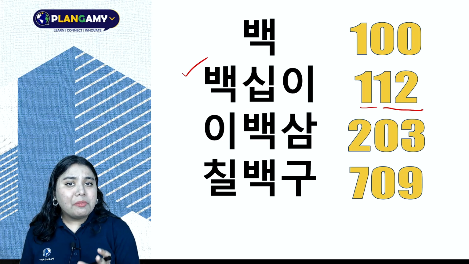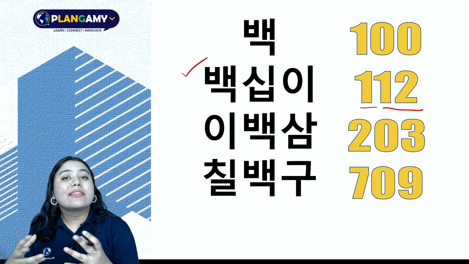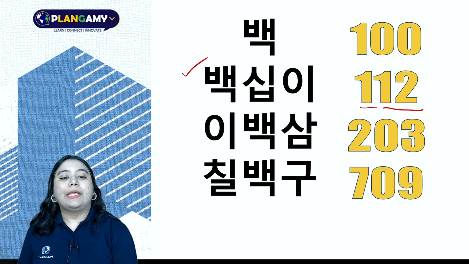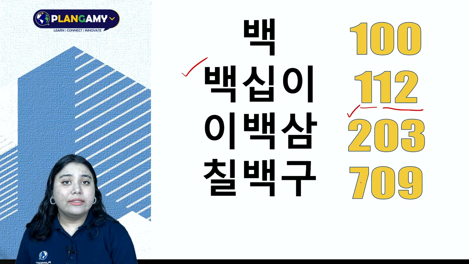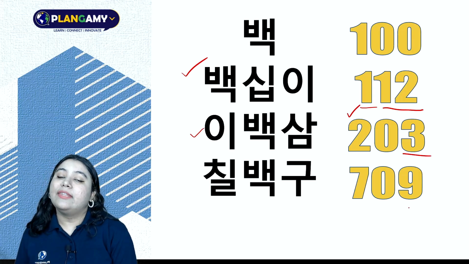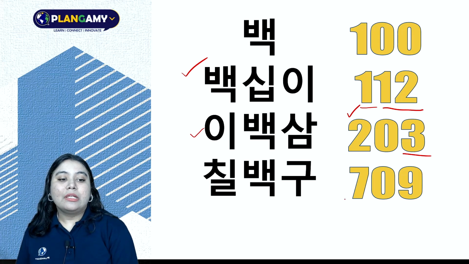Right? So always we'll start with the largest number. Yes, we start by saying the largest number and we move on to the smallest one by one. Okay. Now 203. I need 2 hundreds. 100 is back. E is 2. So 200. E back. And then I need a 3 at the end. So E back sam would be 203.